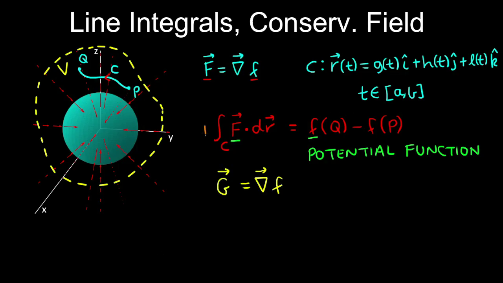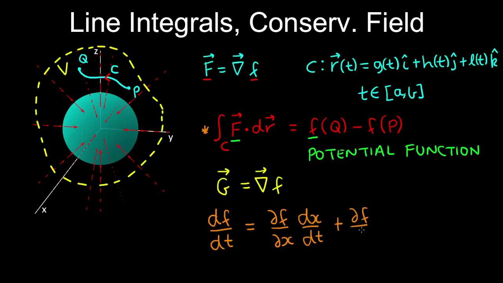Now we can show this is true by using the chain rule to evaluate the derivative of the scalar function with respect to the parameter t along the curve, where this curve joins 2 points in V. Using the chain rule, we take the partial of f with respect to x times dx/dt, plus the partial of f with respect to y times dy/dt, plus the partial of f with respect to z times dz/dt.